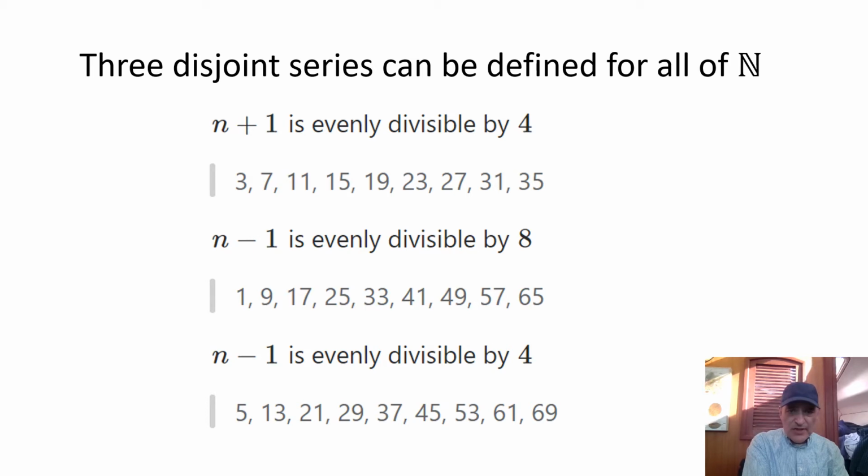So there are 3 disjoint series that can be defined for all of n, the infinite set of the natural numbers. In the first, n plus 1 is evenly divisible by 4. And that produces a series of numbers 3, 7, 11, 15, 19, 23, 27, 31, 35. The thing about this one is that there are twice as many numbers in this series as the other series because they're 4 apart.